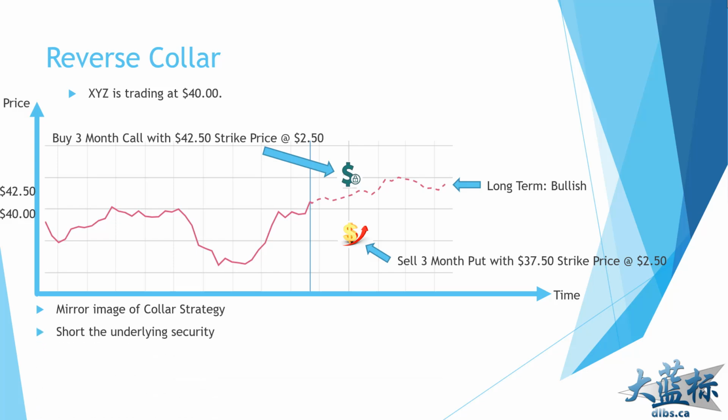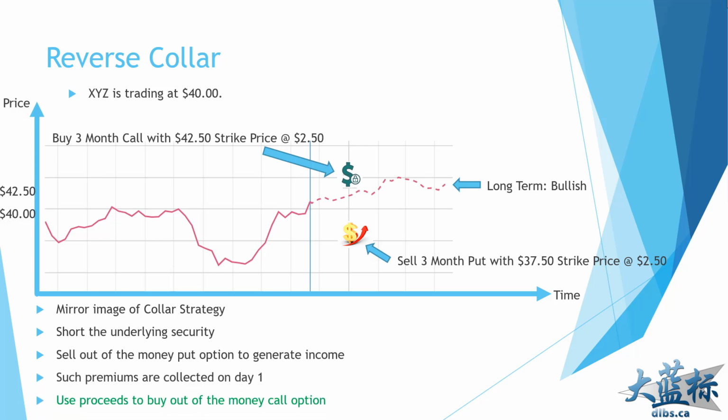We're shorting the underlying security. We're selling out of the money put option to generate the income, so it's just the exact reverse. Premiums are still collected from day one, and you're using the proceeds to buy an out of the money call option.